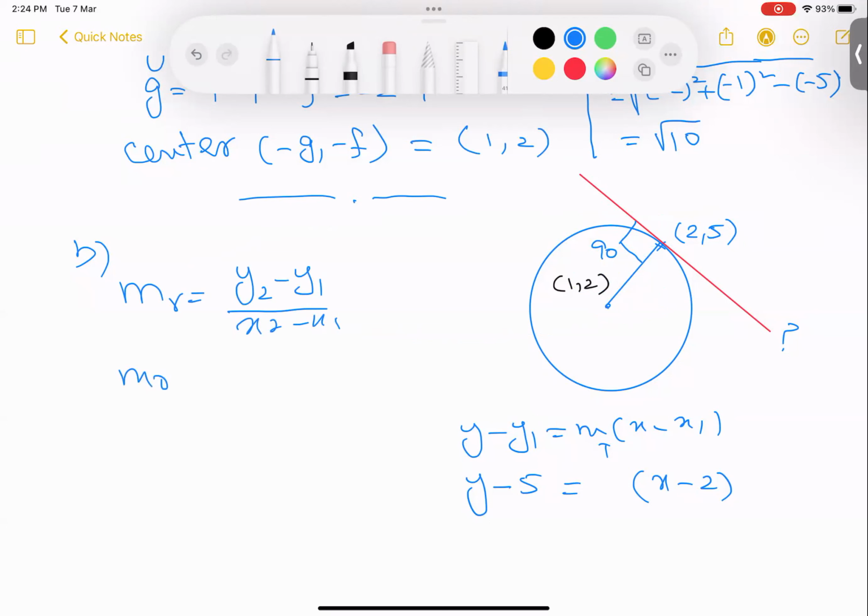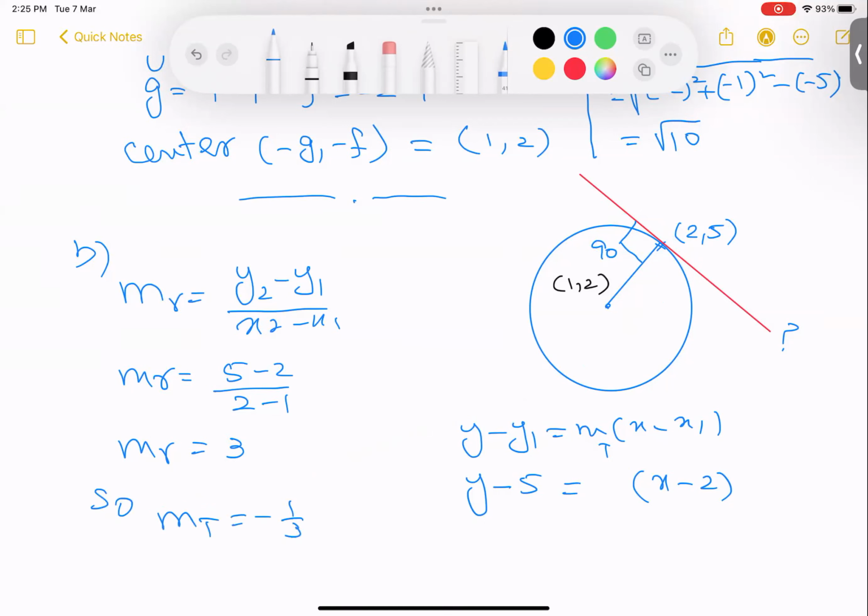So I'm finding the gradient of the radius: y2 I take as 5, y1 I take as 2. So 5 minus 2, and x2 minus x1 is 2 minus 1. I believe all of you are understanding well. I got the gradient of the radius is 3. And because they're perpendicular, 90 degrees, what is the gradient of the tangent? So the gradient of T for tangent, I take it as -1/3.